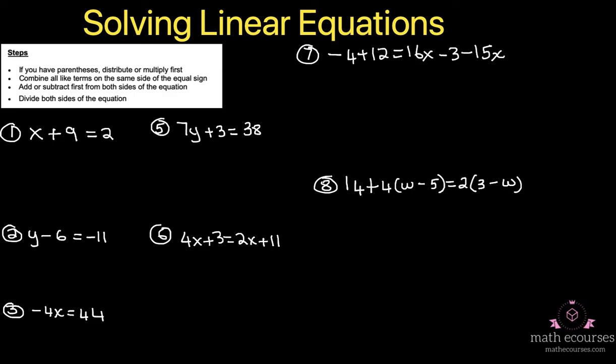In general, what you want to do is first, if you have parentheses, you need to distribute or multiply. Distributing just means multiply. That will help you get rid of your parentheses. Then you will want to look for like terms on the same side. That means what can you combine on the same side?